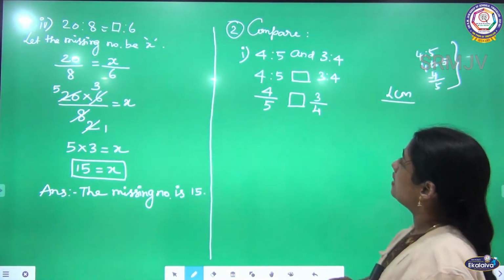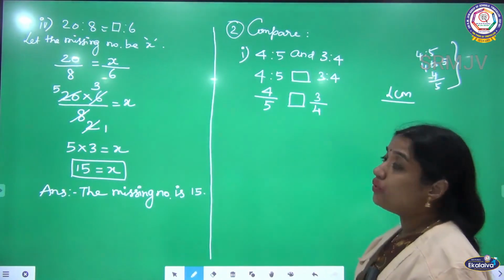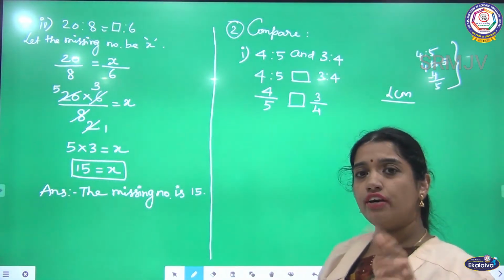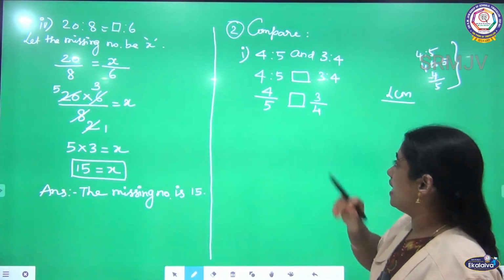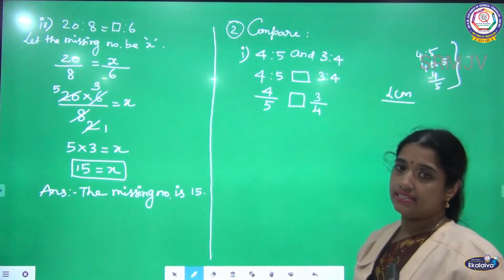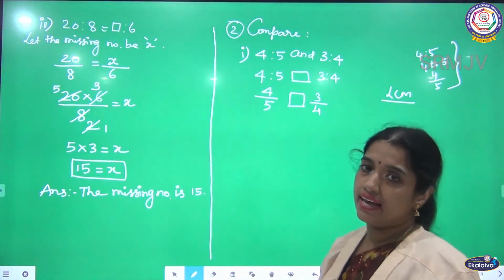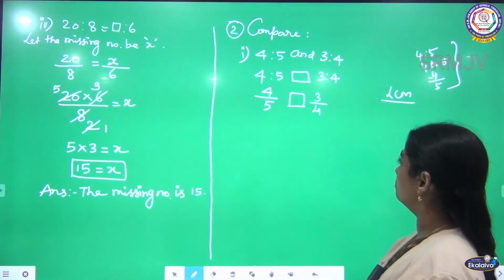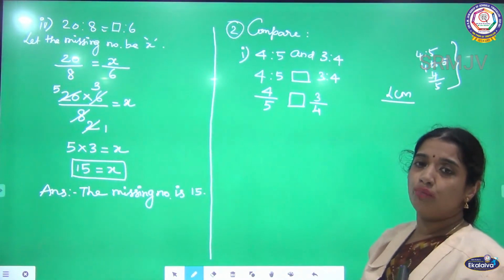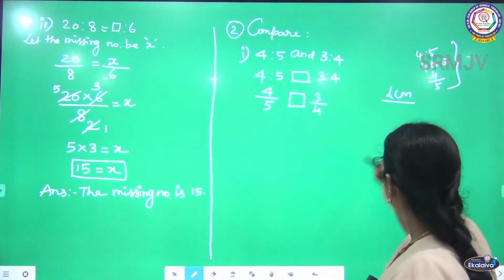I am going to compare only like fractions. In like fractions, your denominators are the same. But here you have different denominators. The fractions are unlike. So what do you have to do? Introduce the LCM and make your denominators the same. Got it?